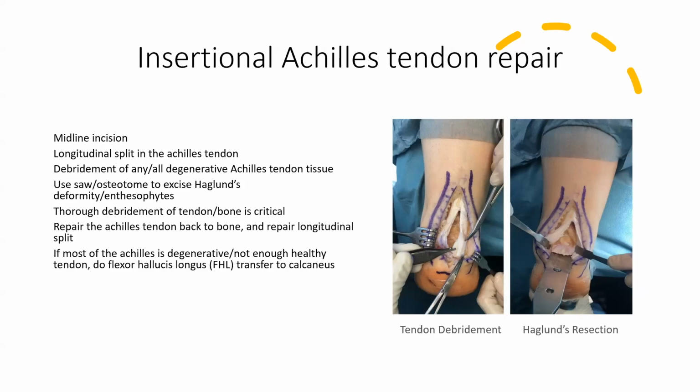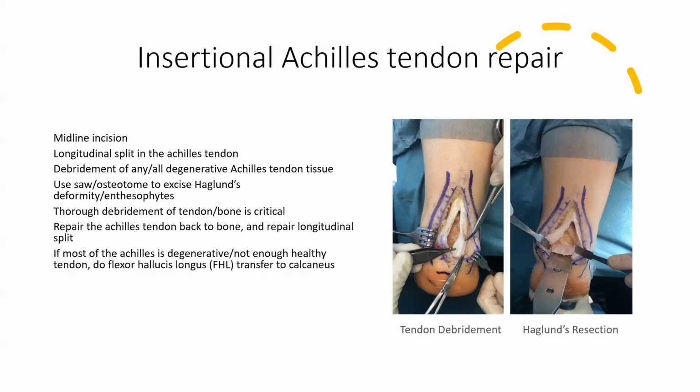Typically what we do is we make an incision directly over the Achilles tendon. We split the tendon basically down the middle, and we clean up the bone, that Haglund's deformity, or those big spurs that I showed you on the X-ray and the MRI. We use a saw and some other tools to clean that up. And then we do a really thorough cleanup of the Achilles tendon as well to make sure there's no degenerative tissue that's left. Then we repair the Achilles tendon back down to bone and repair that split that we made in the Achilles.